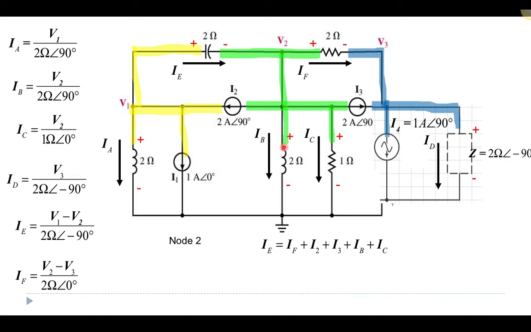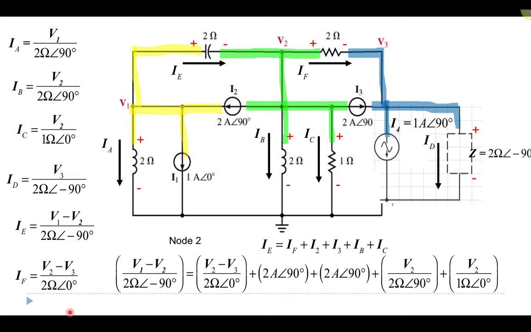So I can go ahead and plug in the values for these currents that I have listed on the left. When I do that, I've got my IE here, my IF, I2, I3, IB, and IC. And so I've got a lot of terms here, right? I've got unknown voltage V1, unknown voltage V2, unknown voltage V3. However, from the previous part of this problem, I actually solved for what the voltage V2 was, so I only really have two unknowns, V1 and V3. So let's try to reduce this.